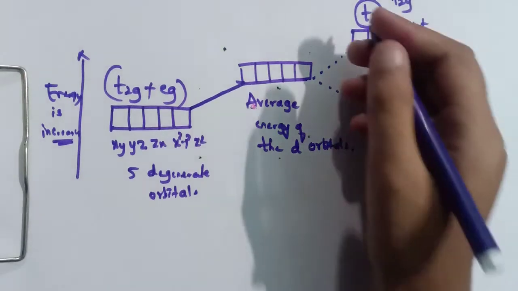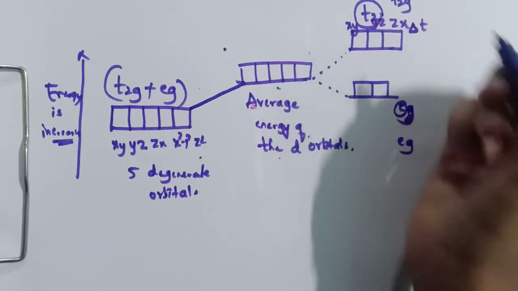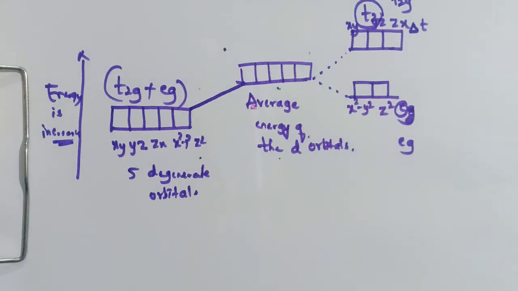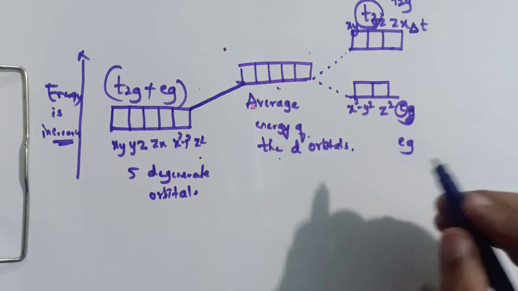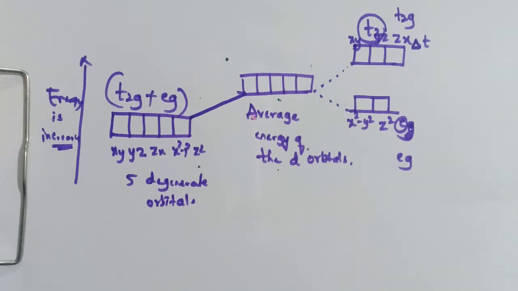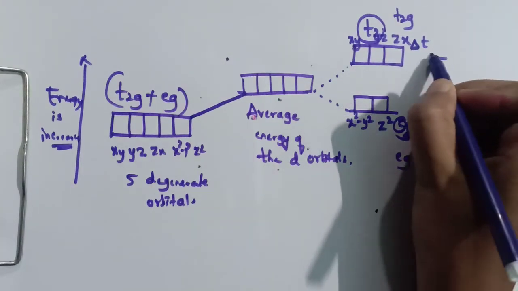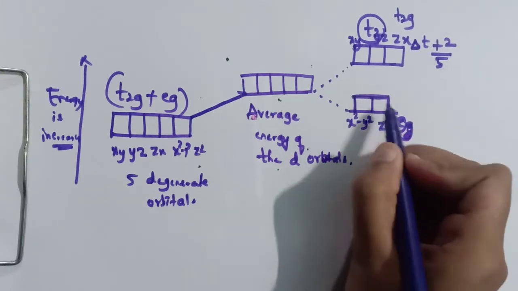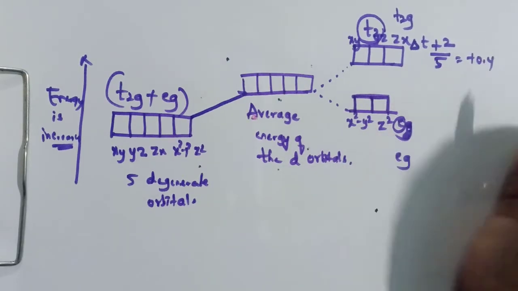Here T2G orbitals, those are xy, yz, zx. Here is x square minus y square and z square. Here T2G orbitals are having higher energy and E orbitals are having lower energies. The value of T2 is, here among 5 orbitals, the value of T2 is increased by plus 2 orbitals. The value is increased by these 2 orbitals. So plus 2 by 5, it will become plus 0.4.